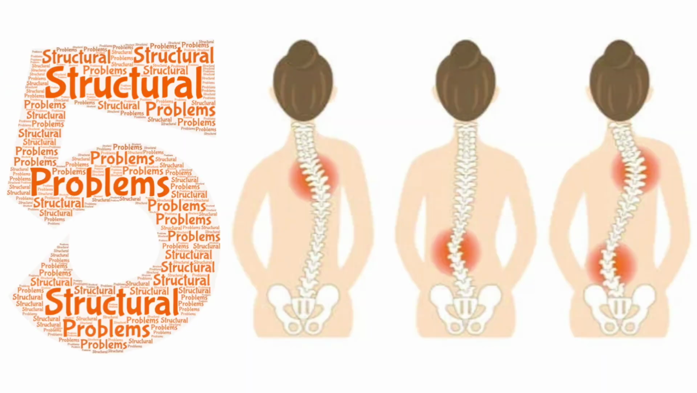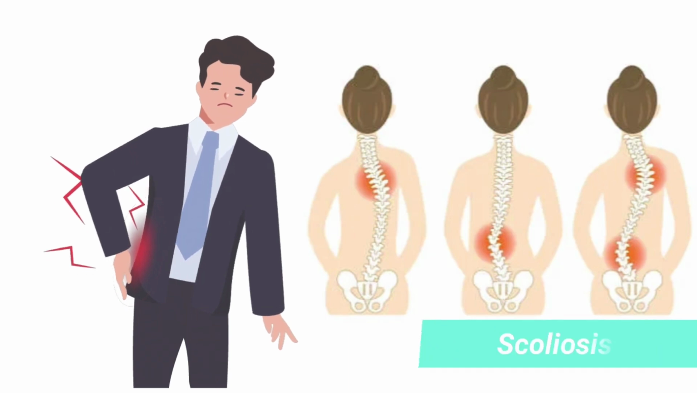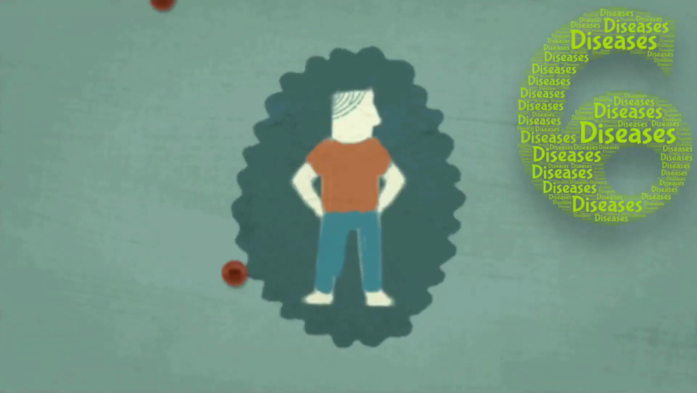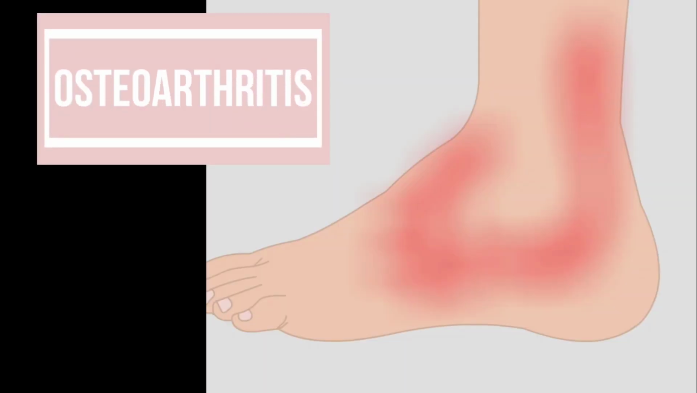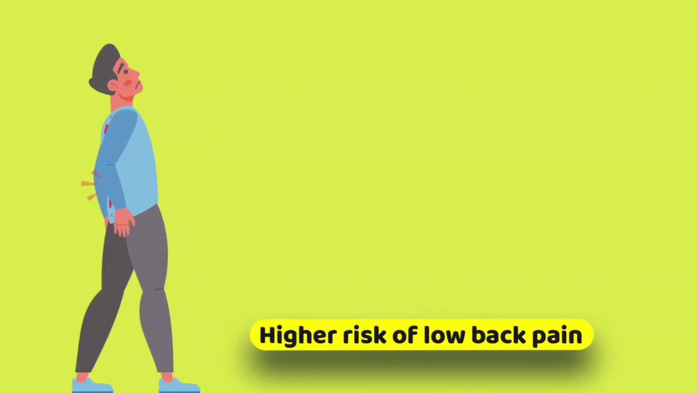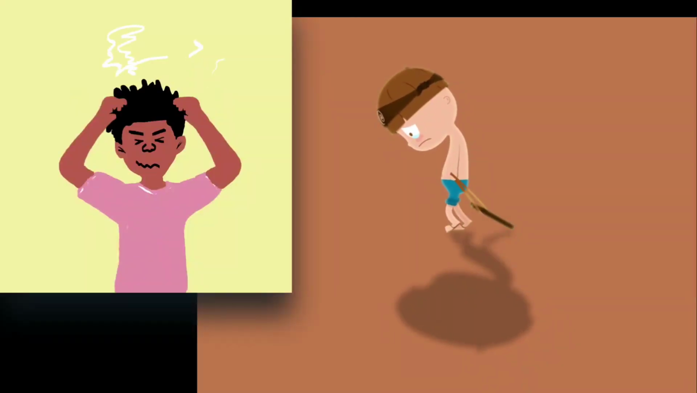Fifth is structural problems. Severe back pain can result from conditions such as scoliosis, which can change your spine alignment. Sixth is diseases. People who have a family history of osteoarthritis, certain types of cancer, and other diseases may have a higher risk of low back pain. Seventh is mental health. Back pain can also result from depression and anxiety.